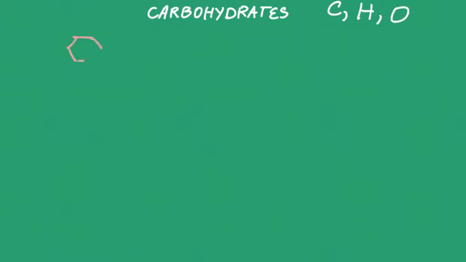Let's take a closer look at carbohydrates. Carbohydrates are made up of the elements carbon, hydrogen, and oxygen. There are three classes of carbohydrates: monosaccharides, disaccharides, and polysaccharides.